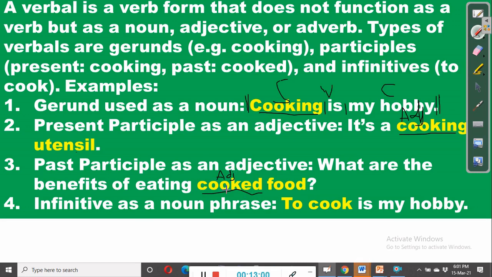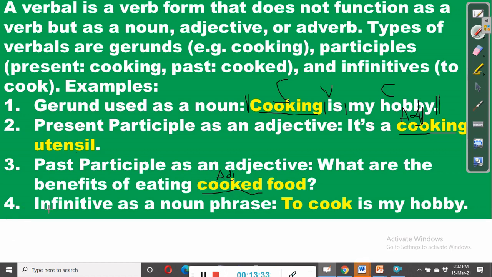We omit this participle here, and we say, what are the benefits of eating food? And if somebody asks what type of food, we can say cooked food, because you have fried food, you have baked food, and so on and so forth. So cooked is an adjective because it is giving us more information about food, specifically telling us the type of food we are talking about.